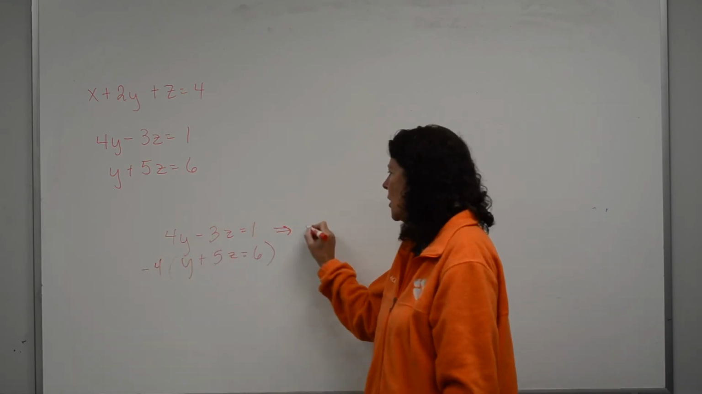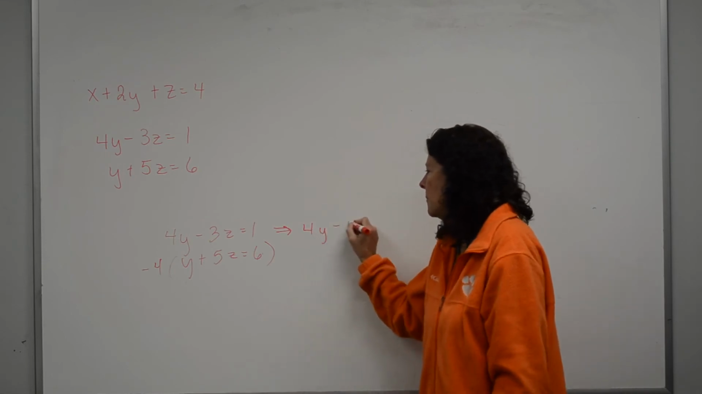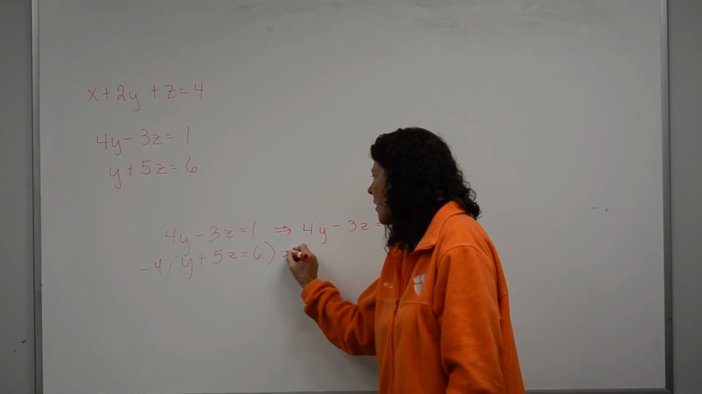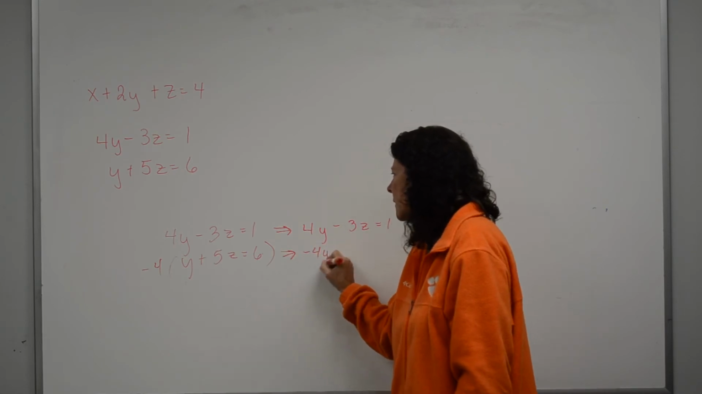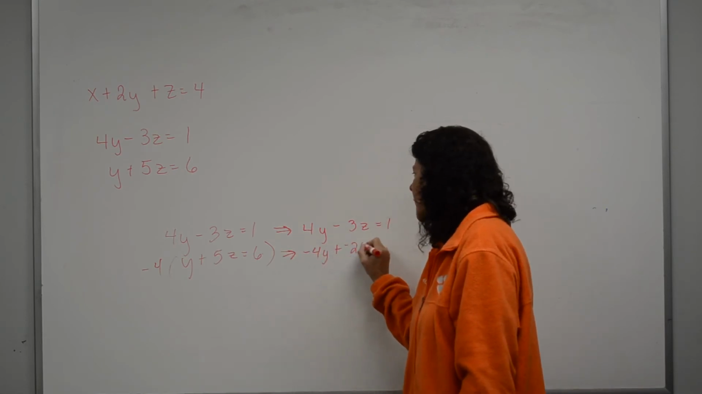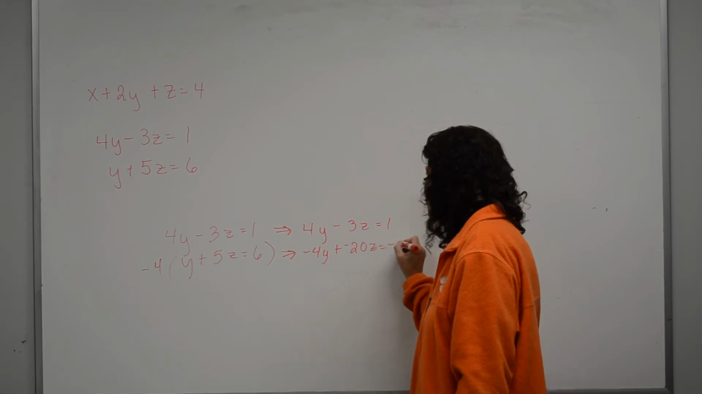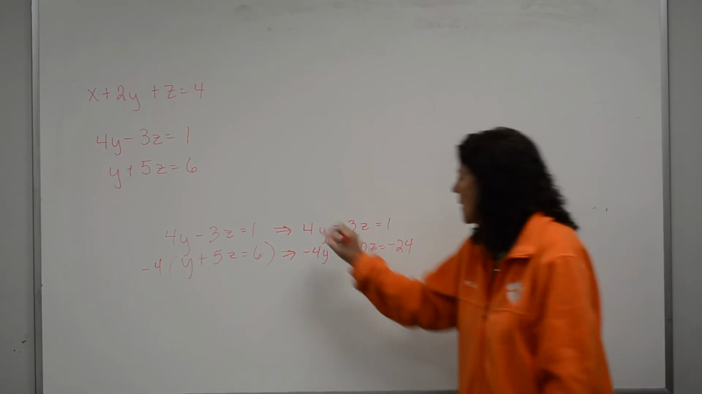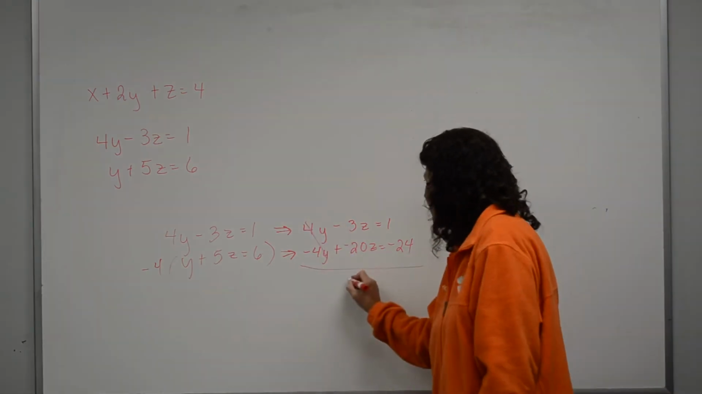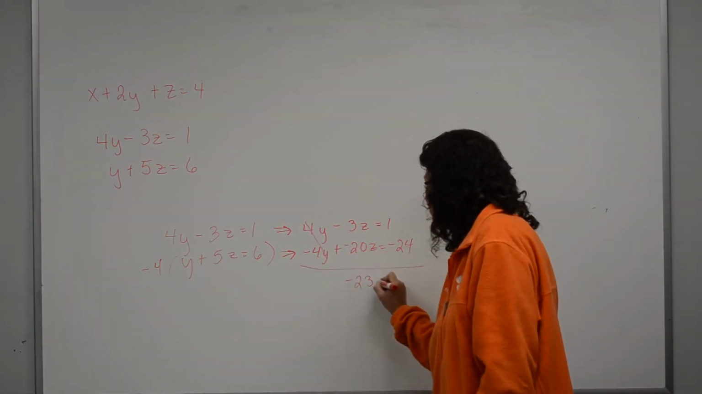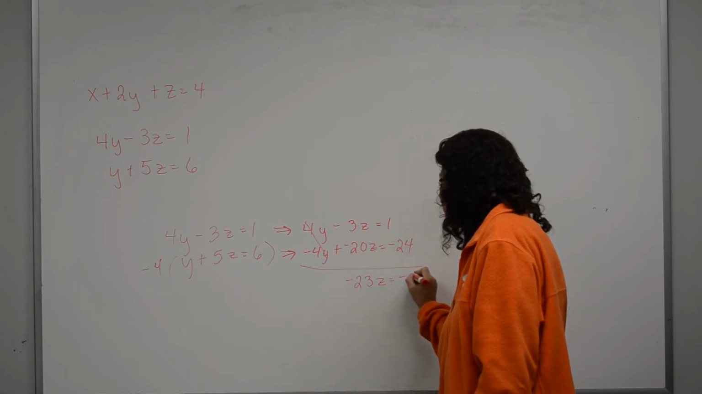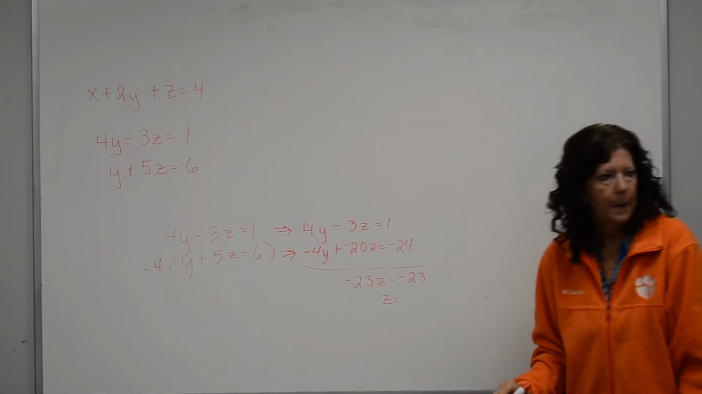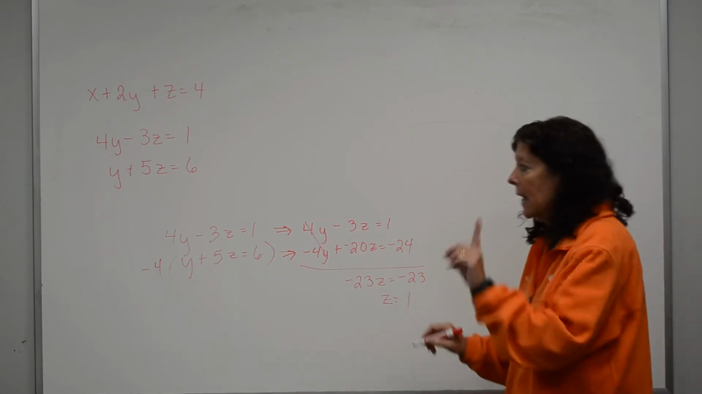I'm going to move this one on over, so I have 4y minus 3z equals 1. This is going to become -4y plus -20z equals -24. Okay, with me? All right, those cancel out. This is going to give me a -23z equals -23. What does z equal? 1. Okay, I know that one.